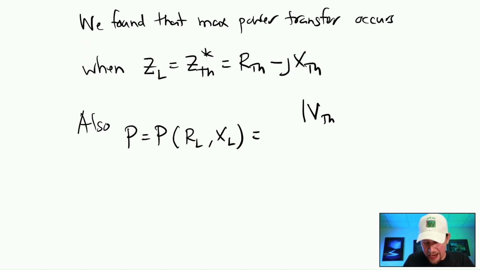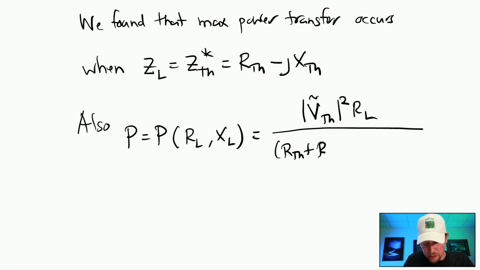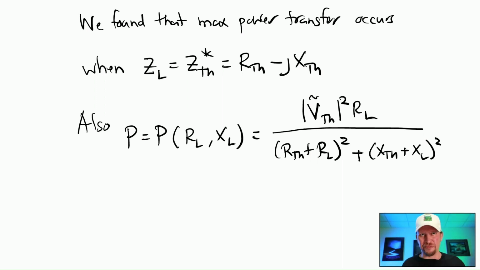It was the magnitude of the Thevenin voltage squared times the load resistance divided by the Thevenin resistance plus the load resistance quantity squared plus the Thevenin reactance plus the load reactance quantity squared. Now, this formula works for every possible load impedance, right? As long as you know the load resistance and the load reactance, you can plug those in. You'll be able to calculate the power.